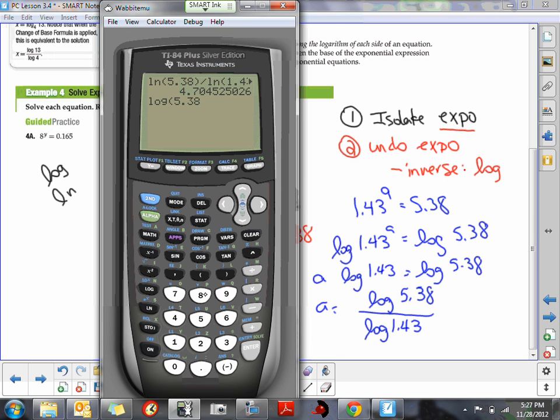5.38, and of course eventually we're going to want to stick with our log of base 10 and log of base e, because those are the only two that we have on here. Otherwise you're going to end up having to do a change of base formula. So log of 1.43, parenthesis, we should get the exact same value, and it is.